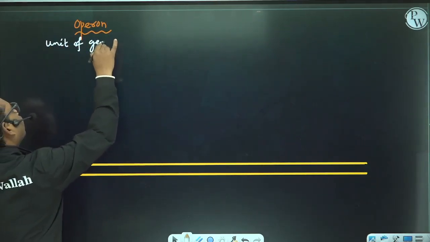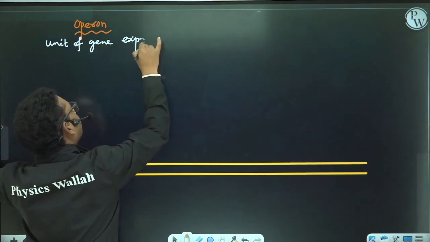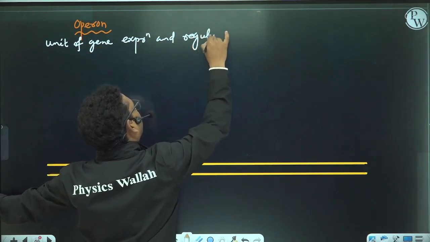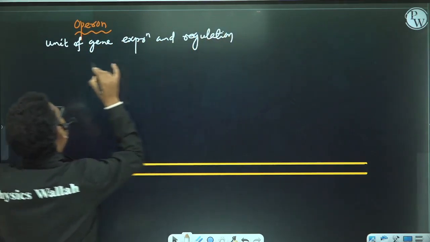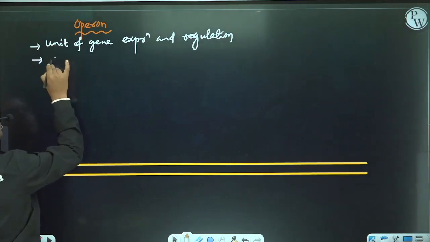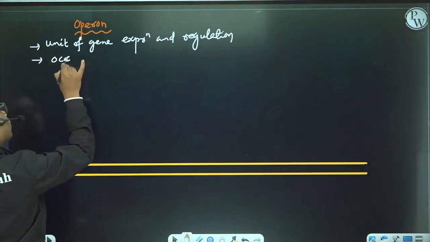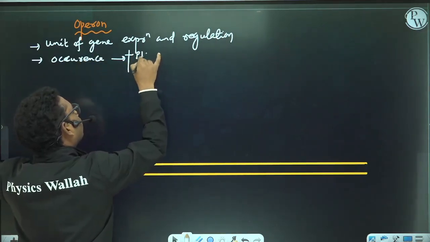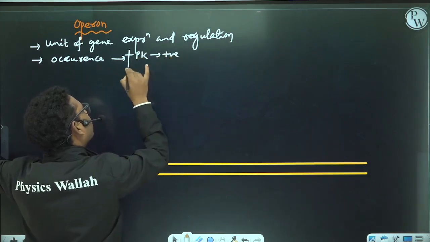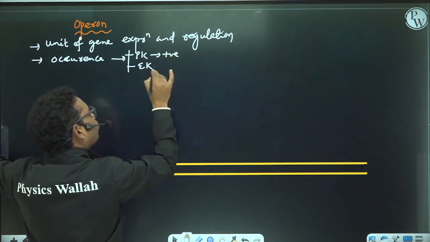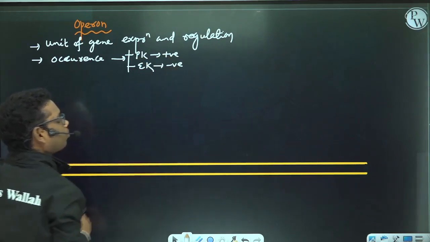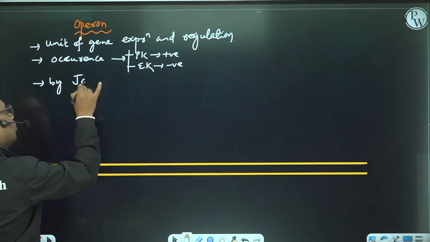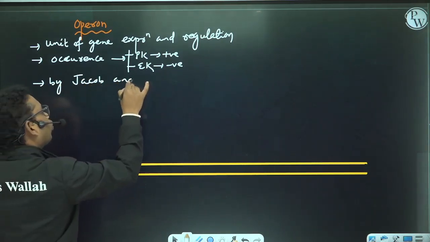So, unit of gene expression and regulation. Okay, and these are found, what about the occurrence? When I talk about the prokaryotes, they are found in prokaryotes, and in the eukaryotes, EK is eukaryote, PK is prokaryote. Okay, so in eukaryotes they are absent. Okay, and this concept was given by whom? Given by Jacob and Monod.